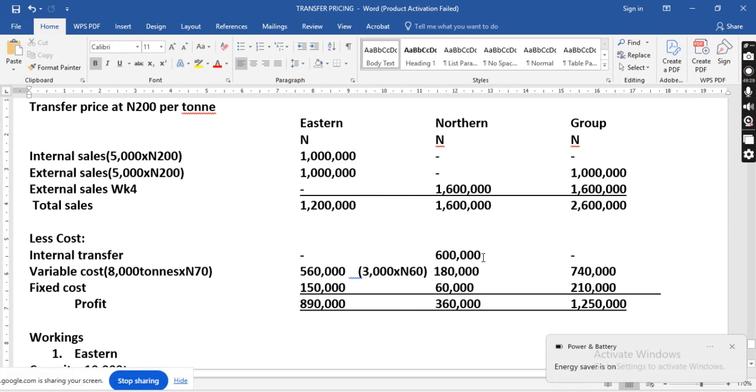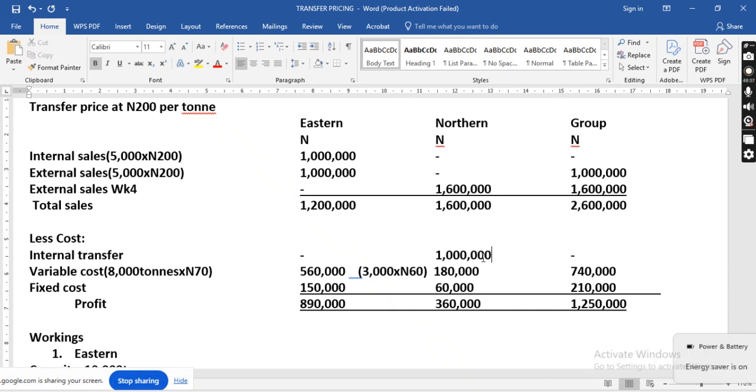So the internal transfer is 1 million, right? Internal transfer. Now, this basis is on the basis of 100% capacity, which is 10,000 tons. So we can have 10,000 tons. 10,000 times 70, what do you have? 700,000.